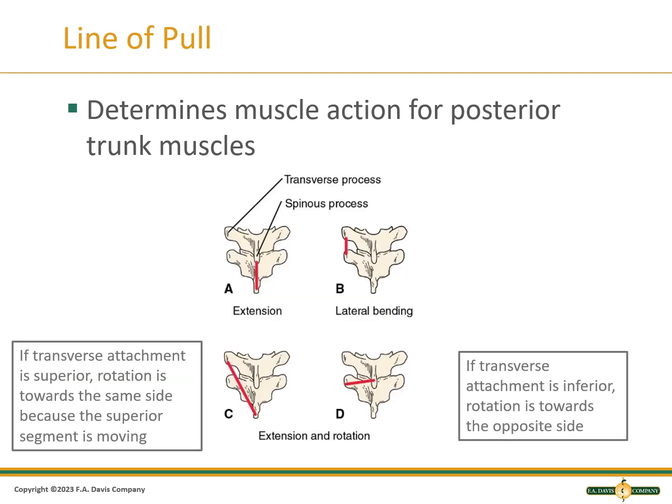So these combinations of movements, all of them contain extension because they're located on the posterior side, but the combination with either lateral flexion or rotation to the same side, rotation to the opposite side, whatever the case may be, is all based on that muscle's line of pull. So muscles attaching from spinous process to spinous process are going to produce extension because they have a straight plane line of pull for extension.